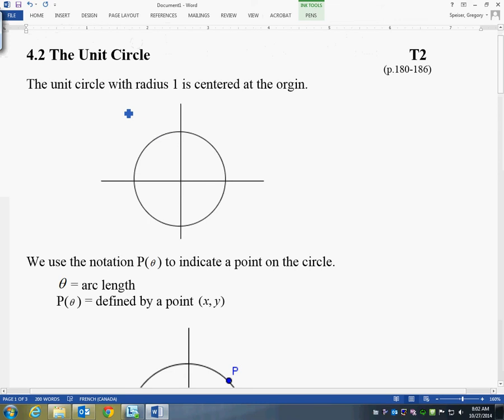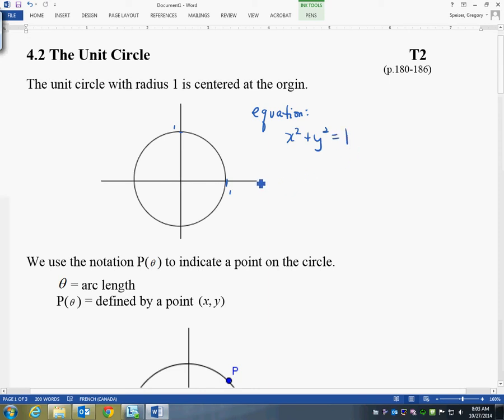Okay, so the unit circle, once again, is a circle with radius 1 and it's centered at the origin. So this would be at the 1 spot here, and for the y value that'd be 1 as well. The equation for the unit circle is x squared plus y squared is equal to 1.